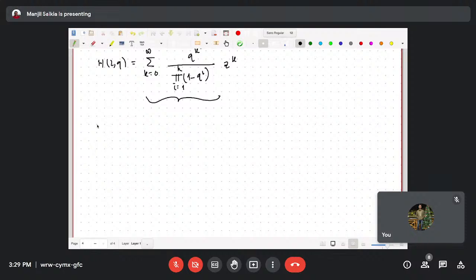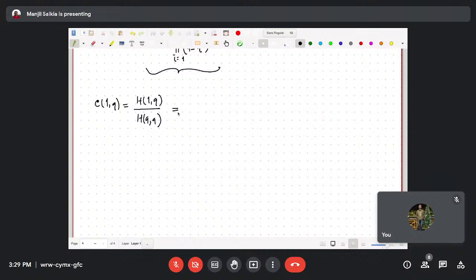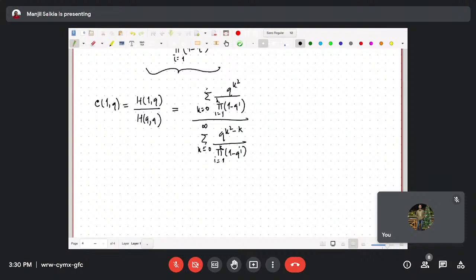Right. So what we are interested in is now C(1,q), which is equal to H(1,q) divided by H(q,q). Okay, so this was the definition that I took of C(z,q). So in z, I'm going to replace z by 1. If I replace z by 1, then H(1,q) is exactly the sum side of the first Rogers-Ramanujan identity, and H(q,q) will be the sum side of the second Rogers-Ramanujan identity. So what this will give is that now I have the sum of q^(k square) over the product of 1 minus q^i, divided by the sum of q^(k square plus k) over the product of 1 minus q^i, where i goes from 1 to k, similarly i goes from 1 to k, and k goes from 0 to infinity. So the Rogers-Ramanujan continued fraction at the value z equal to 1 gives me the ratio of the sum sides of the two Rogers-Ramanujan identities.